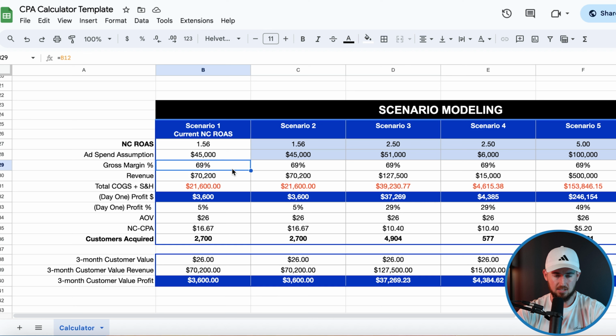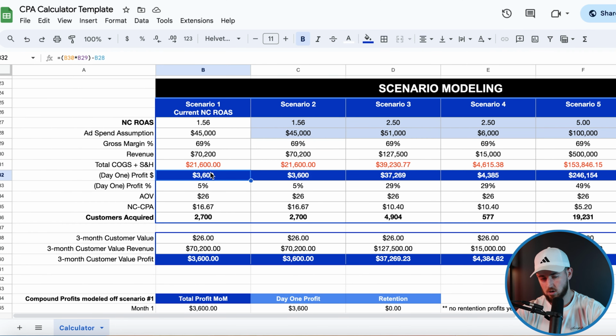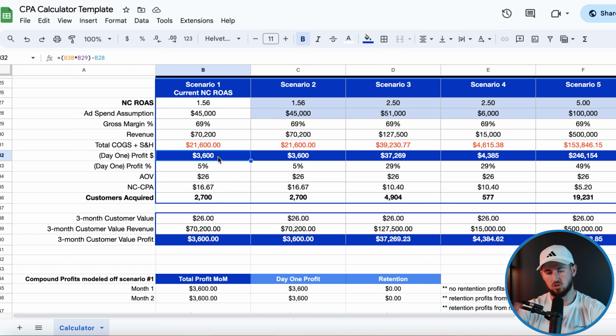Gross margin, 70%. Revenue, $70,000. After cost of goods, shipping and handling, about $21,000 in expenses. Well, not really including ad spend, but you get the point. So we're left with about $3,600 of profit after cost of goods and ad spend are subtracted from revenue. And again, that's not including warehouse space or other employee costs, because those do not scale as you spend more on Facebook. A lot of those are fixed costs, so that's another reason why I don't add those in. I'm looking for expenses that apply to every order.